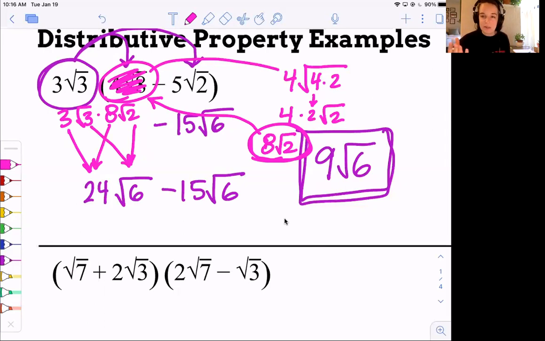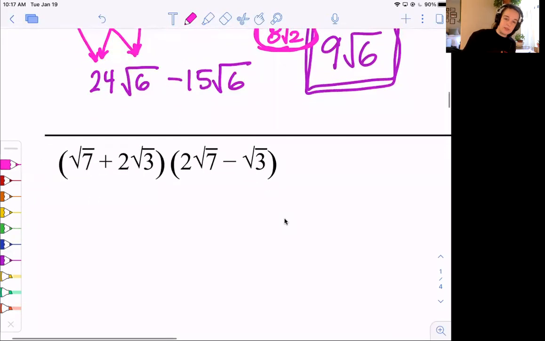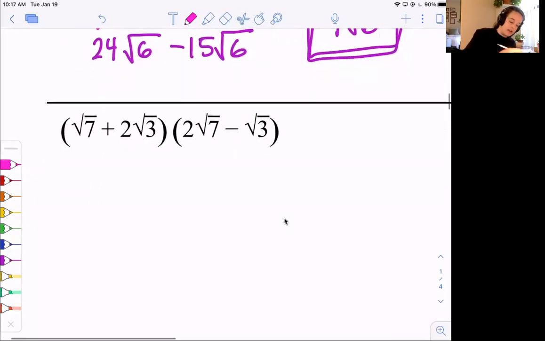Any other ways that people are saying to do this? I don't want to cut us off in our multi-brains. Okay. Feel free to jump in if you see another way. All right, let's try this one. This looks a little scary. What do you see here? What does this look like?